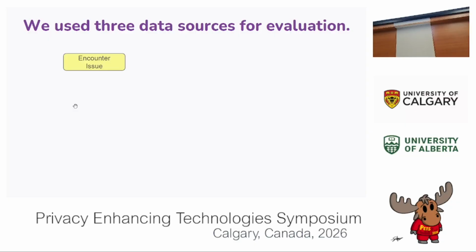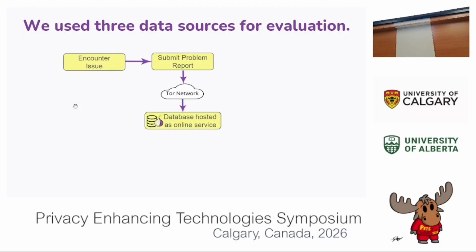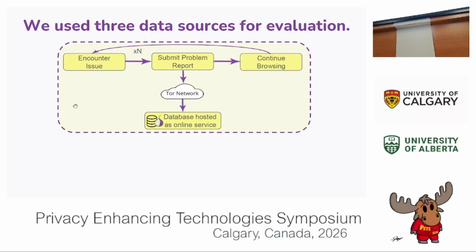So for evaluating this, we used three data sources, the first being the plugin when we encountered an issue. This was an autobiographical study with the five authors over a month. So every time we encountered an issue, we would submit a problem report. That report would be sent to the database, and then we would continue browsing. So this proceeded every time we encountered an issue, and there were lots of issues.